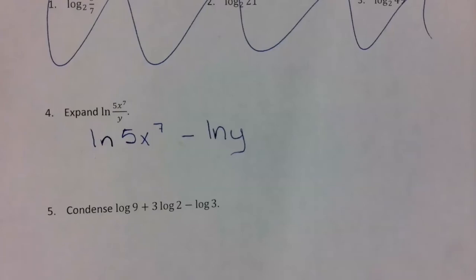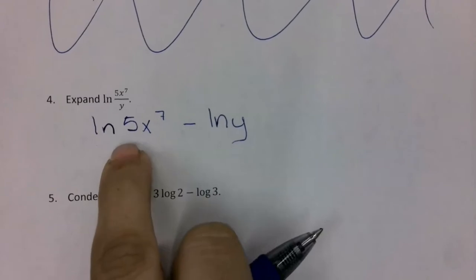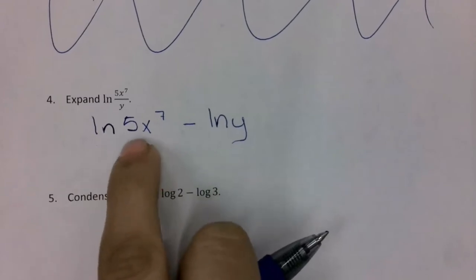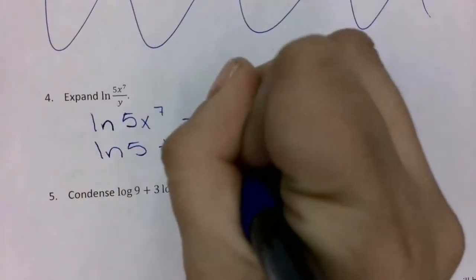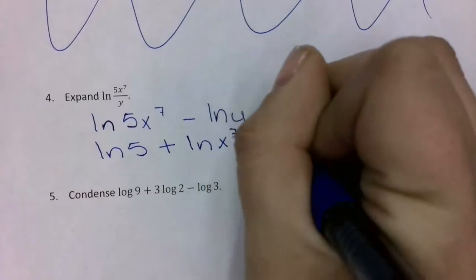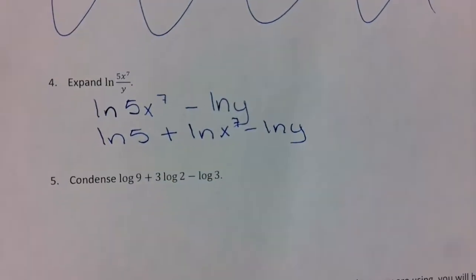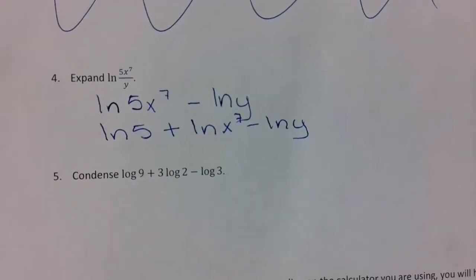Okay, then what I want to do is, notice how I have 5 times x in this part? I can split that up more. So it's going to be ln 5 plus ln x. Multiplication gets split up with a plus. I have one more step.